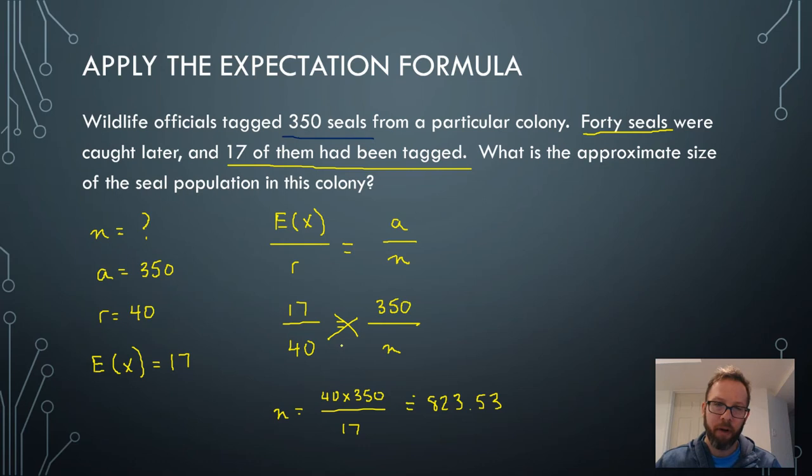So remember, E of X was a predicted average. In a case like this, if you can't have half a seal, it's totally fine to round. Not a big deal if you don't round as well. But we could guess there's about 824 seals in this population. So that's how tagging works. And the way to estimate the population actually involves the hypergeometric distribution and its expected value. So that was a fun little example, in my opinion.